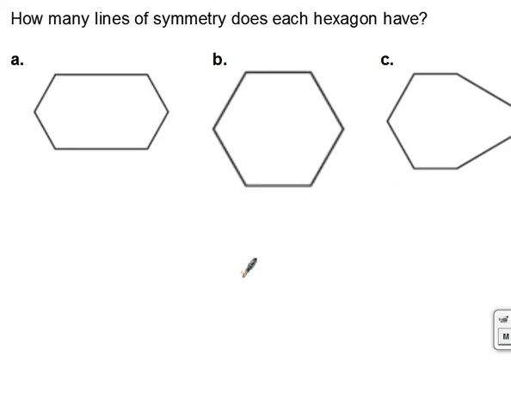Alright, this should look pretty familiar. This is how many lines of symmetry does each hexagon have? So a line of symmetry is where if you fold down this line, the sides should all fold on top of each other. So if you look at this line of symmetry, I feel like it has one here. Sorry, my lines are getting a little crooked. It has one over here.